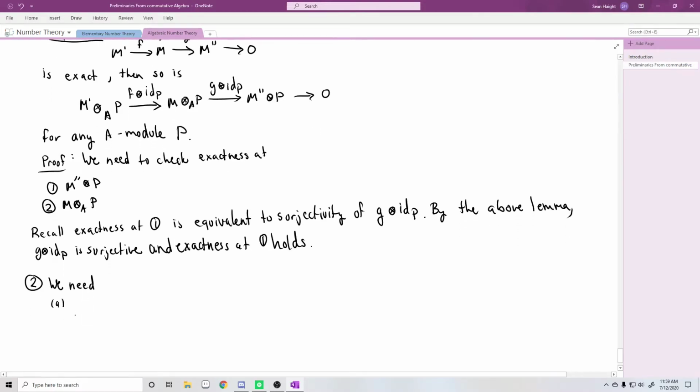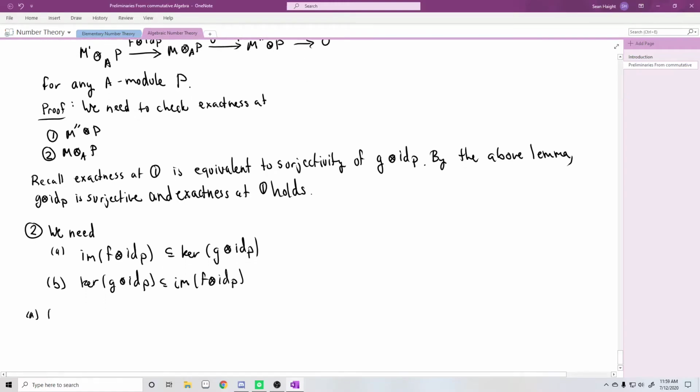We need basically each containment. We need that the image of this guy is contained in the kernel of G tensor IDP. Okay, and we also need that the kernel is contained in the image. This part B is going to be a little bit more work. Part A essentially follows from a quick computation.